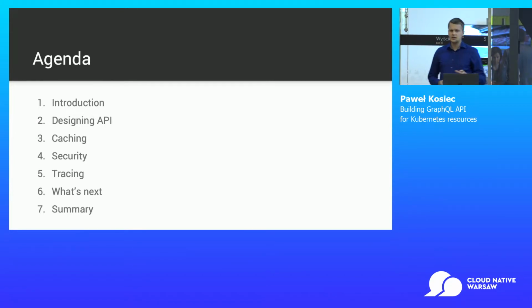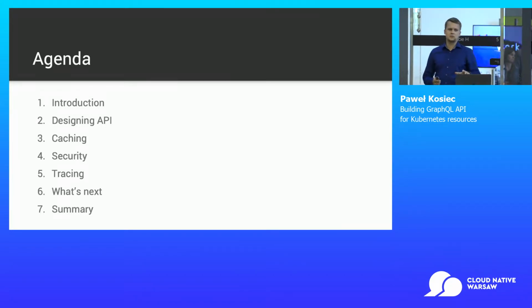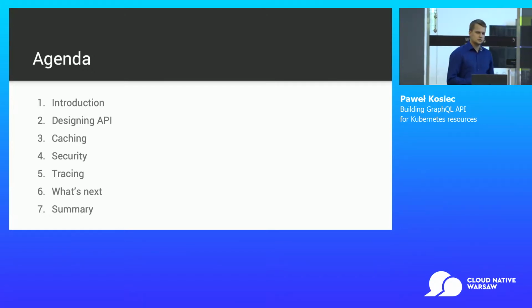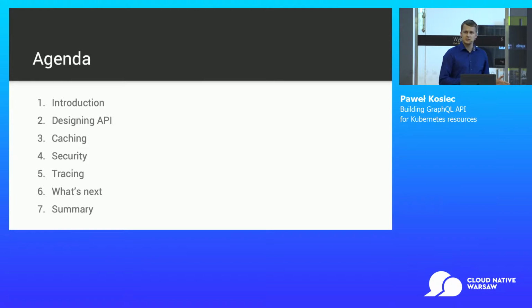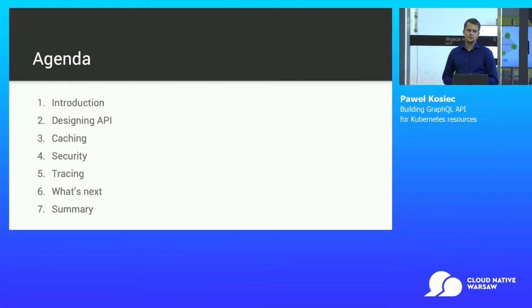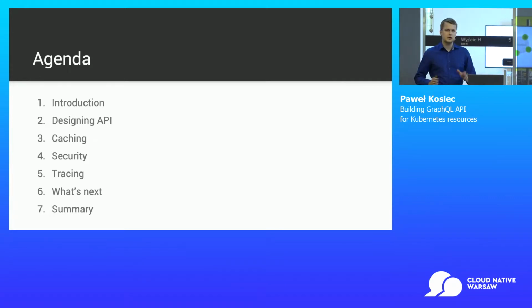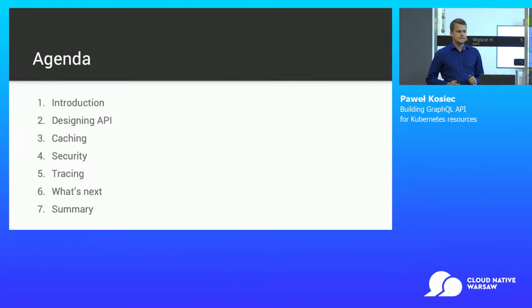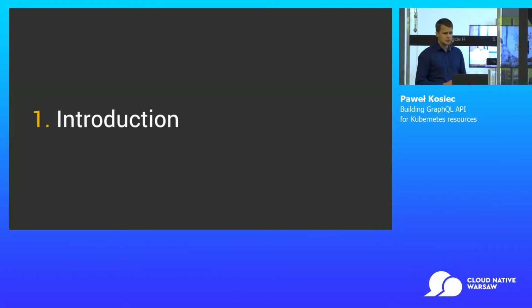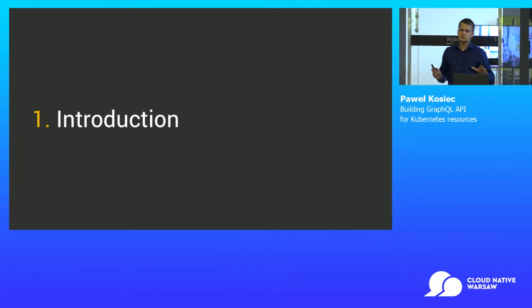At the beginning, I will give you more context about our use case. Then I will move to the API design description, and then I will cover caching, security, tracing, and also a little bit about the future of our project. And last but not least, of course, summary. So let's start from context.